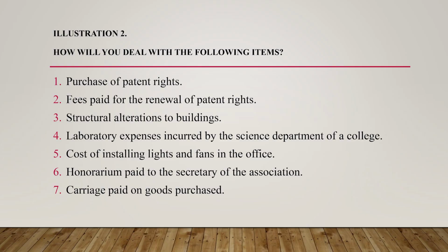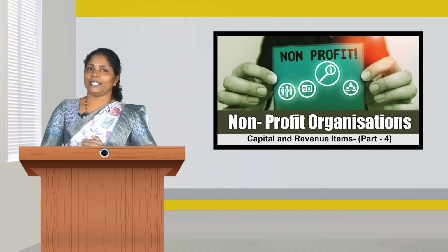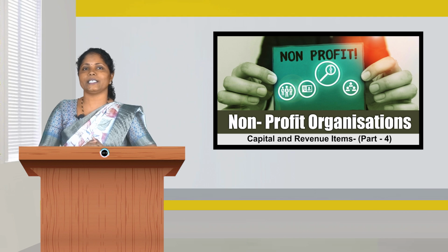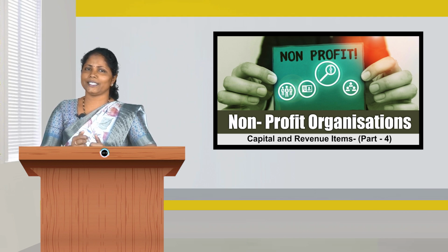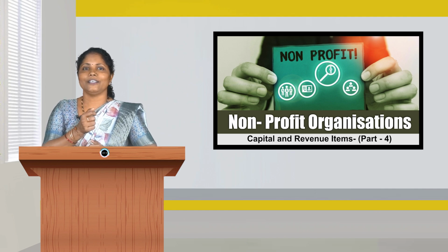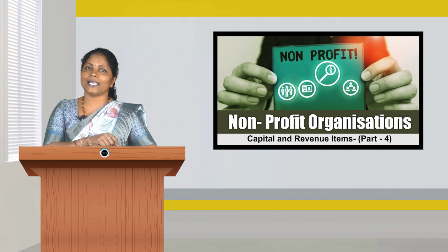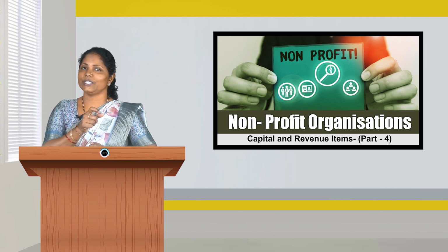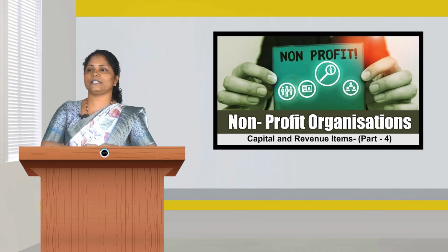The next one, cost of installing lights and fans in the office. Definitely, the installation cost of lights and fans will be considered as capital expenditure. Why? I think you know one item under the asset side, that is fixtures and fittings. Okay. Any fixation of lights and fitting of fans will be considered as an asset. So, these are all capital expenditure but not revenue expenditure.